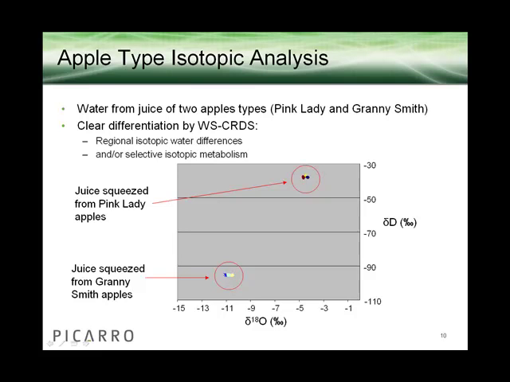A series of injections of each sample provided excellent precision. In this chart, the points in the same color represent multiple injections of the same sample, and precision is better than 0.08 per mil for delta 18O and 0.2 per mil for delta D. Additionally, the two apple types are clearly separated in this two-dimensional isotopic landscape, indicating that the apple types are differentiable by either regional or metabolic or both processes.